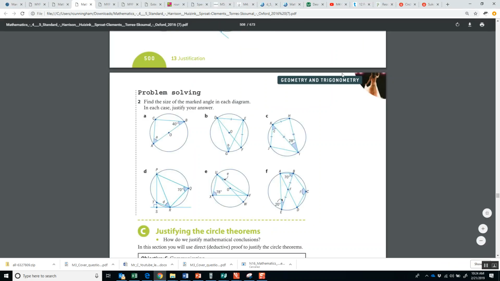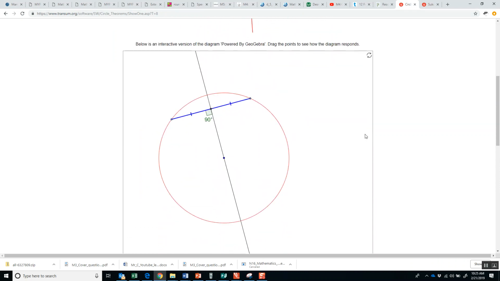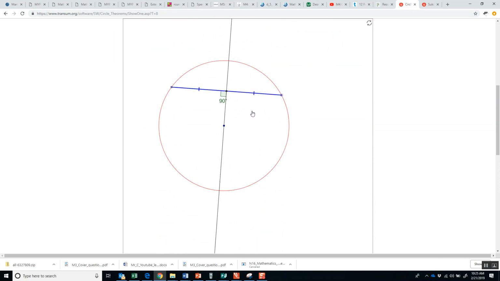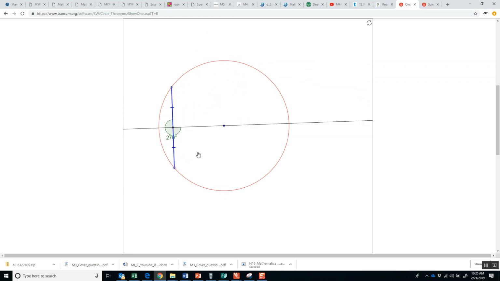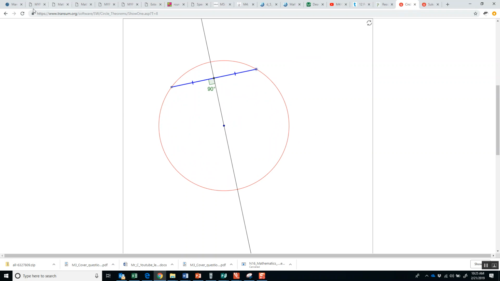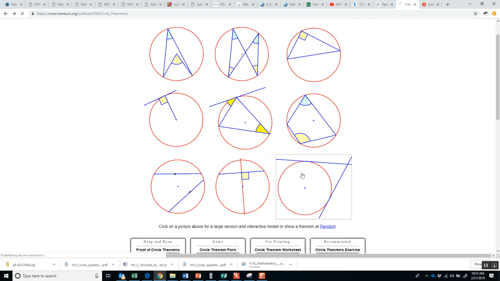To begin, we can just quickly have a look on Transum. This is the last one that we did, just showing that it doesn't matter where the chord is. If your line is the diameter and going through the center of the circle, it's always going to cut this chord directly in half and always at 90 degrees. Okay? Nice and straightforward. The other one that we did was this one.